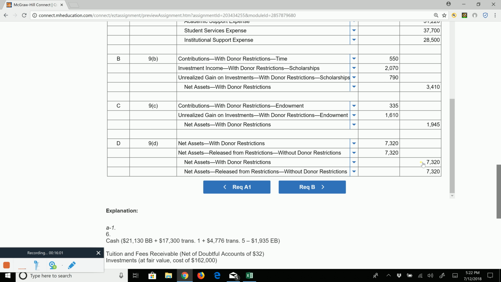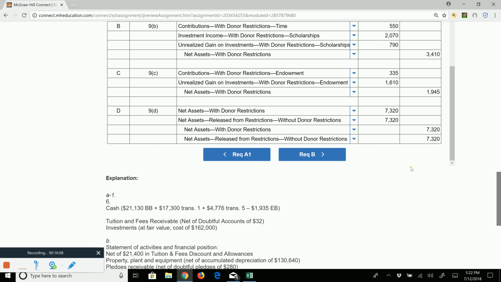Net assets without donor restrictions. Okay, and then of course this should say net assets without donor restrictions. There's a little typo here. It should say without donor restrictions. And then of course our net assets released, with donor restrictions.